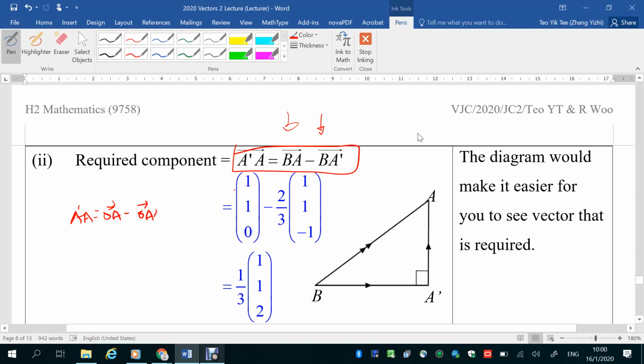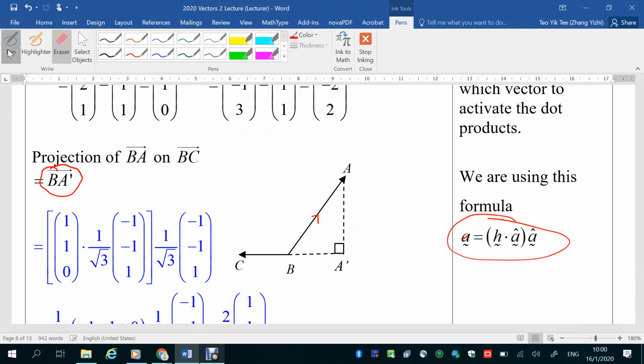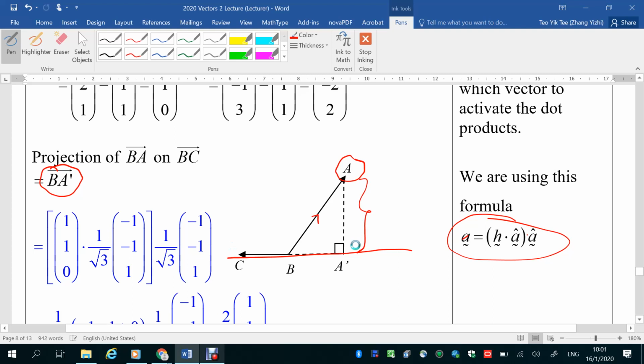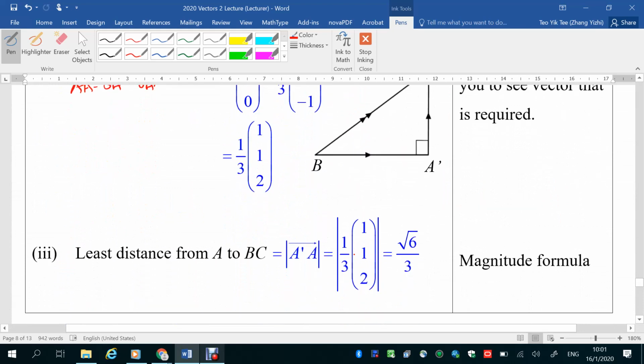So look at the original diagram that we have. Where is the least distance from point A to the line passing through BC? This is point A. This is the line passing through BC. Where is the shortest distance? Agreed? It's AA prime. Can I find the magnitude? That's the length. If I can find what is AA prime, it's just a matter of giving me the magnitude of A prime A, and that will be the least distance.